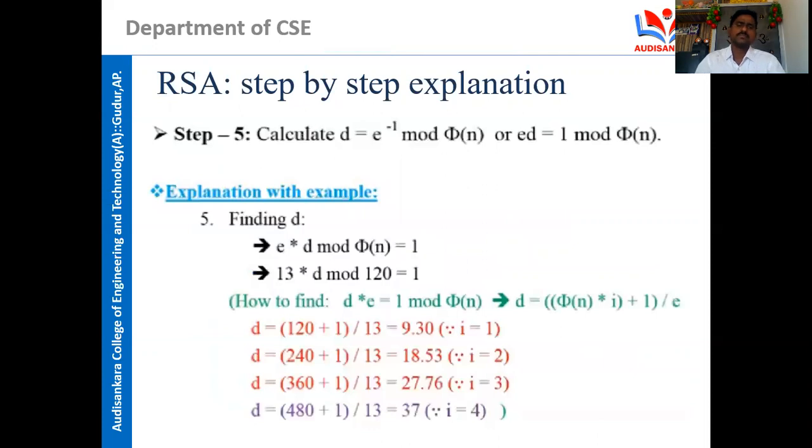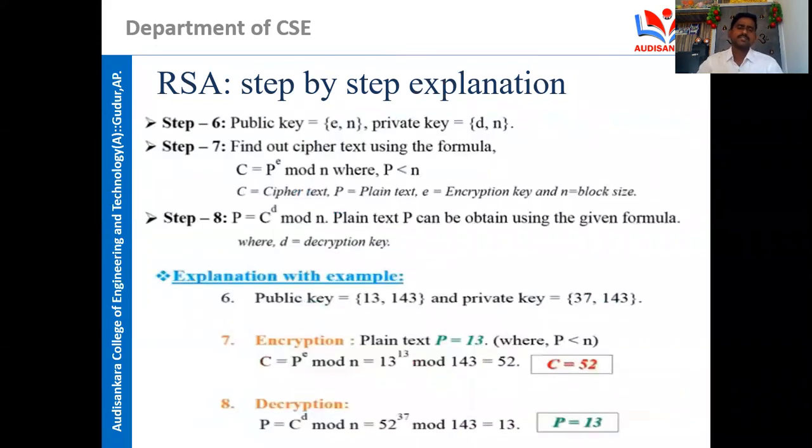And then the fifth step, here we calculated D using this formula. When you are calculating D, you have to repeat this till you get the integer value by substituting the I values, as we have done. In the sixth step, we just substituted into the public key set and the private key set. In the seventh step, we find the ciphertext, that value is C is equal to 52. And in the eighth step, we performed the decryption. So we got the plain text, that is P is equal to 30.